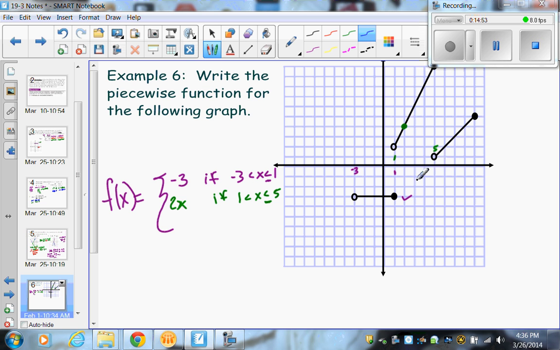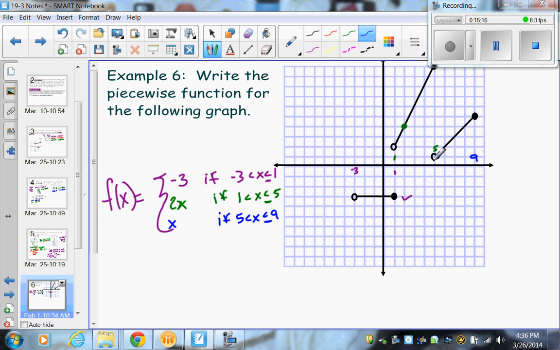And then we have the third graph here, which looks like it starts at 5, 6, 7, 8, 9, and ends at 9. And the 9 has the closed hole, so that's going to be equal. So again, I'm going to find the slope of this line, and it looks like we're just going up 1 and to the right 1, so it just has a slope of positive 1.